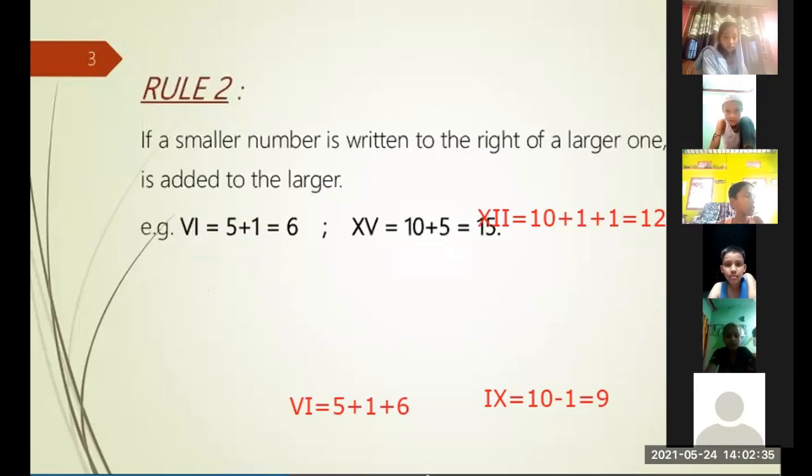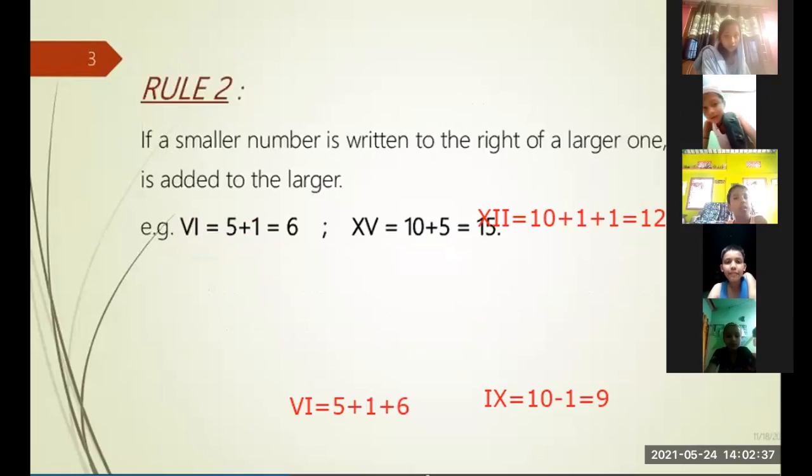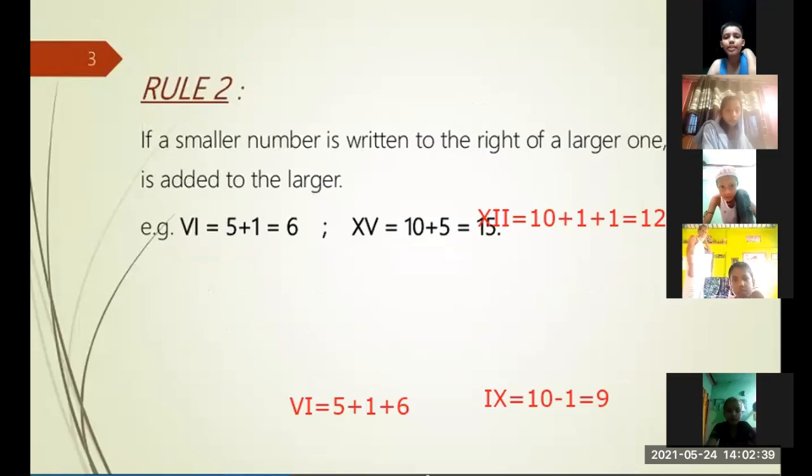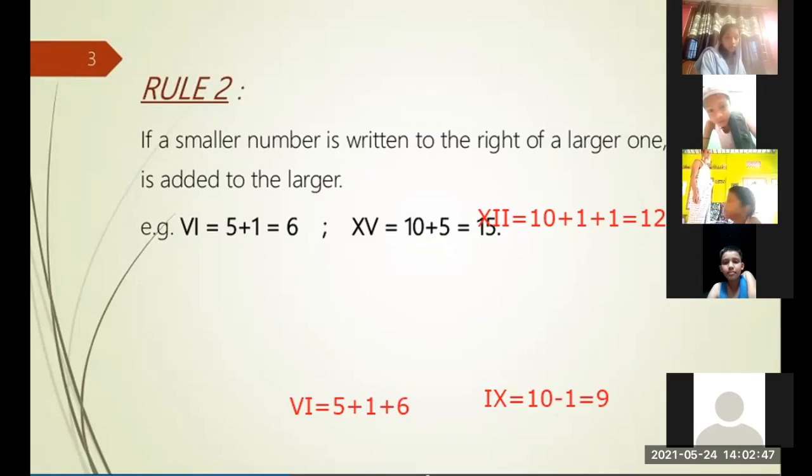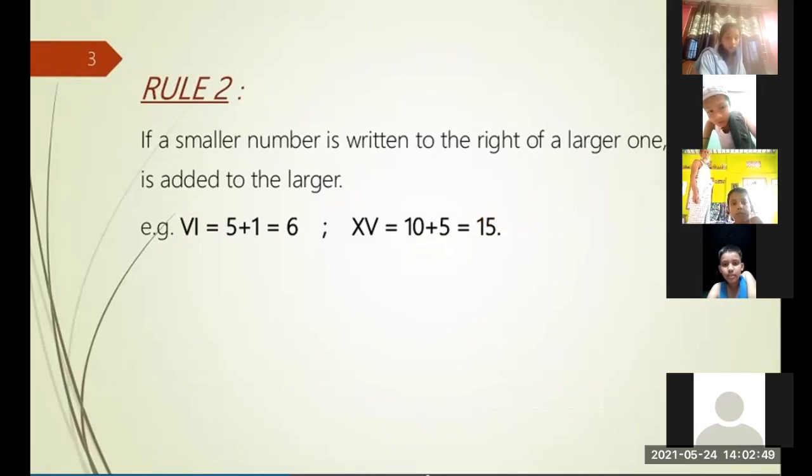In the next slide, we have seen that if a smaller number is written to the right of a larger one, it is added to the larger. So here we have seen the example also. V is our larger number and I is our smaller number. So if we write like this, then we'll add.